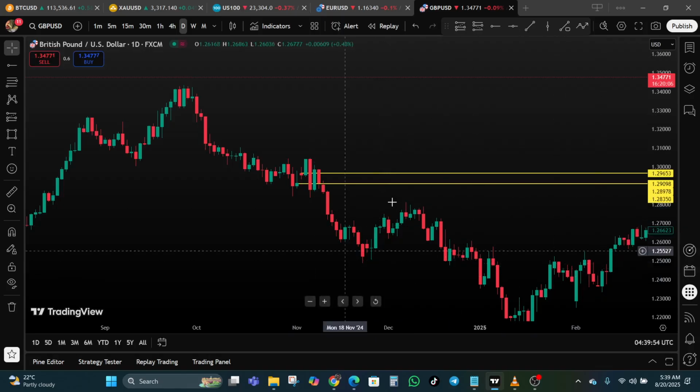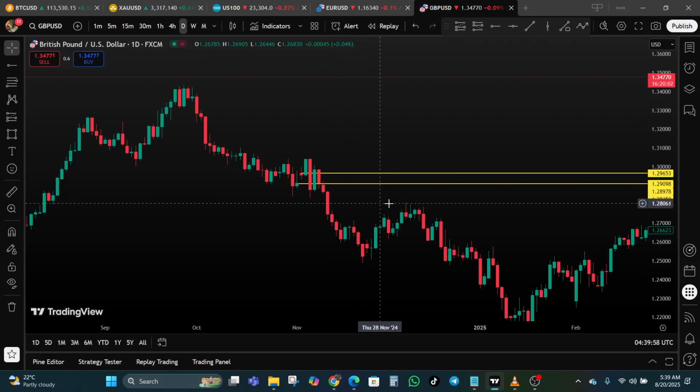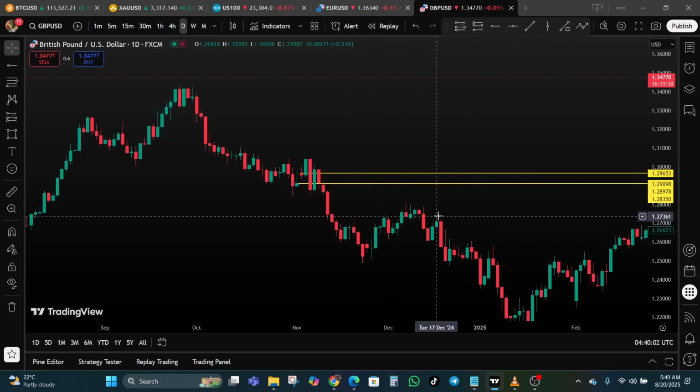Now, by marking your new day opening gap on your charts every single day, you start to notice just how often the market respects this level. It's a simple yet powerful tool for traders who want to better understand institutional price action.